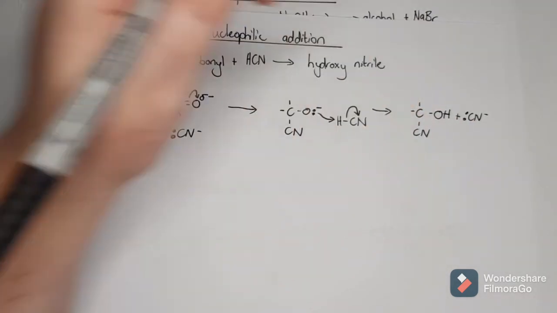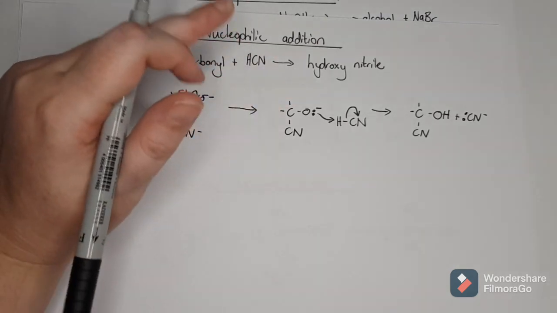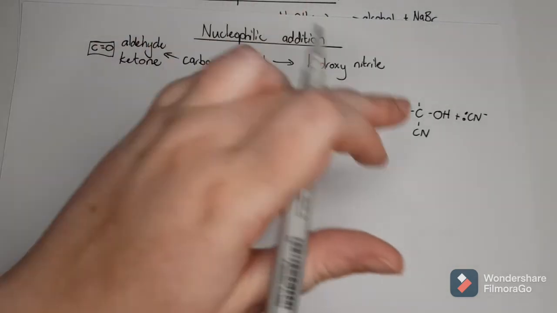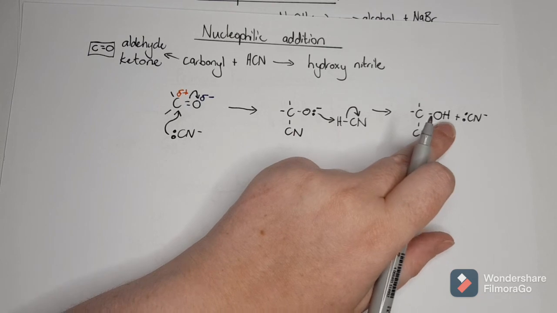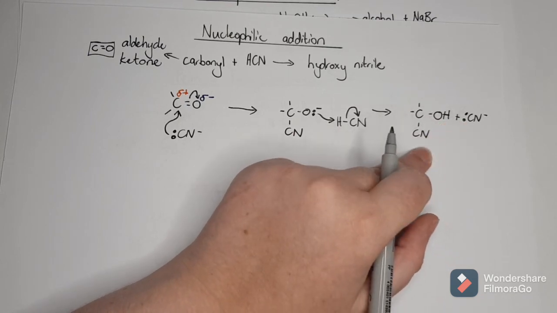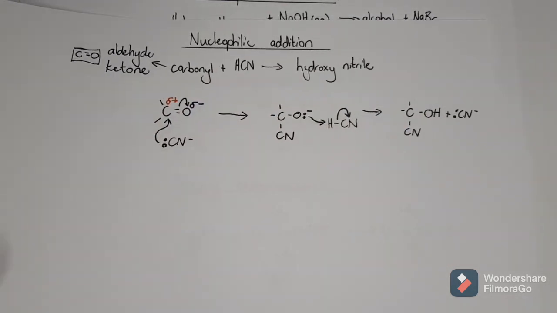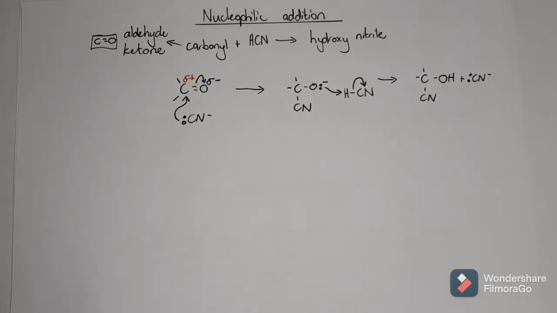Remember, those two bonds come from whatever is left in the compound, if it's an aldehyde or a ketone. But there we have our hydroxy nitrile. Okay, and then those are the only mechanisms that we need to know for our organic chemistry reactions.